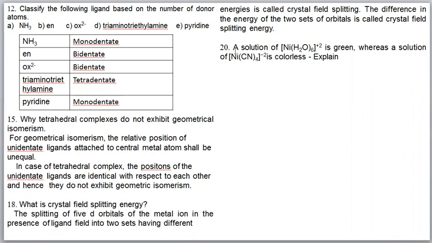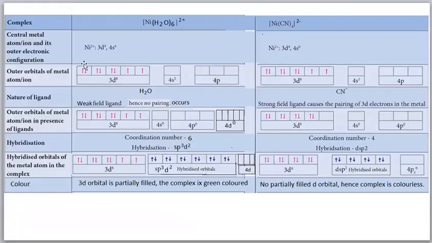Then question number 20. A solution of [Ni(H2O)6]2+ is green, whereas a solution of [Ni(CN)4]2- is colorless. Explain. This also we can make in 3 columns. Okay. First the content, here the first complex, here the second complex. Here you see [Ni(H2O)6]2+, here [Ni(CN)4]2-.